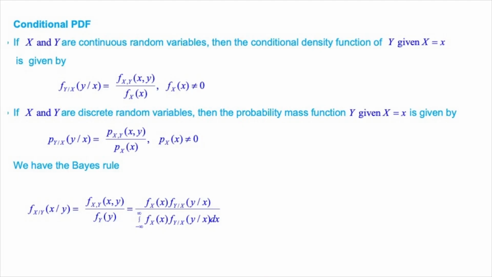Similarly, if X and Y are discrete random variables, then the probability mass function of Y given X equal to small x is given by this expression. This is the conditional probability mass function.